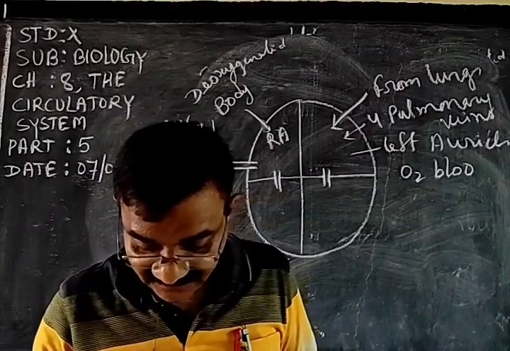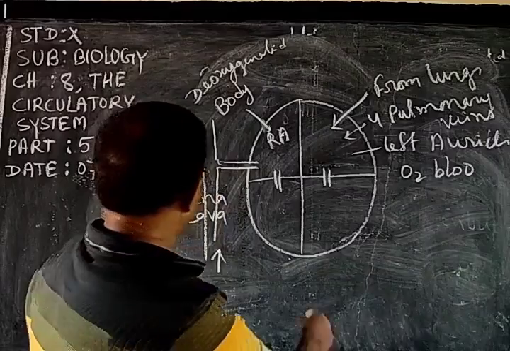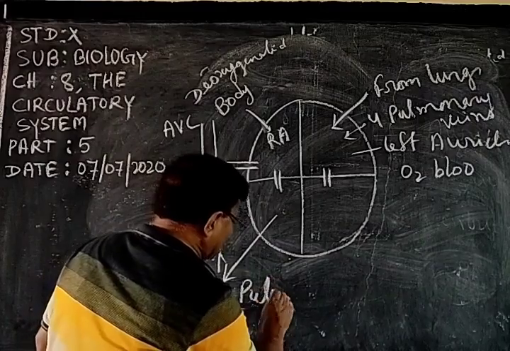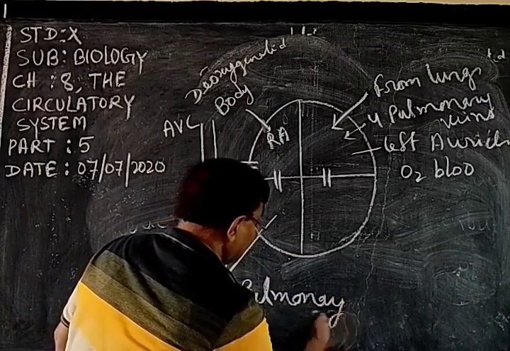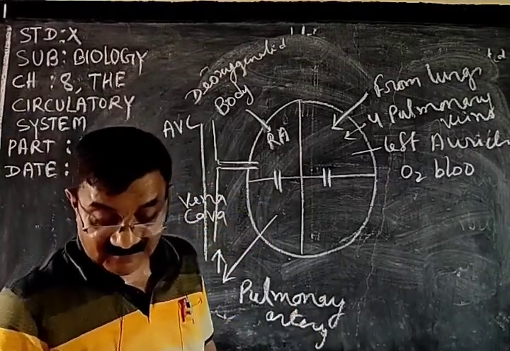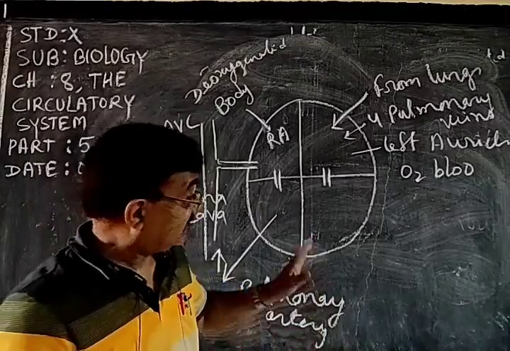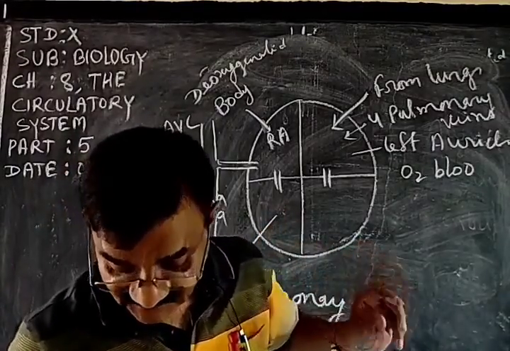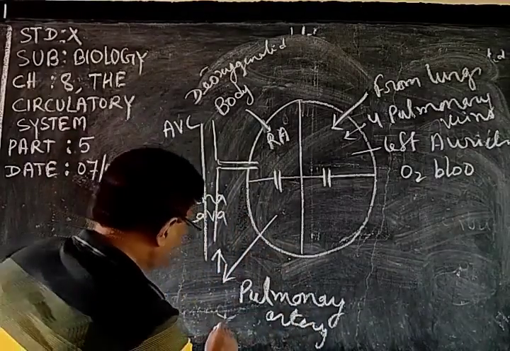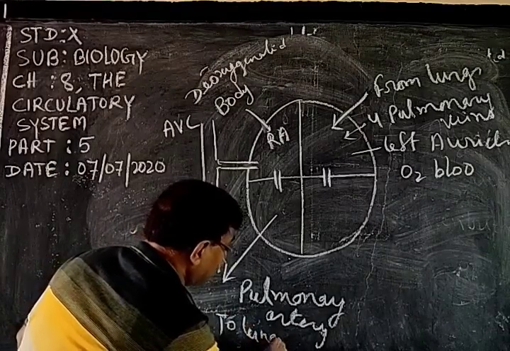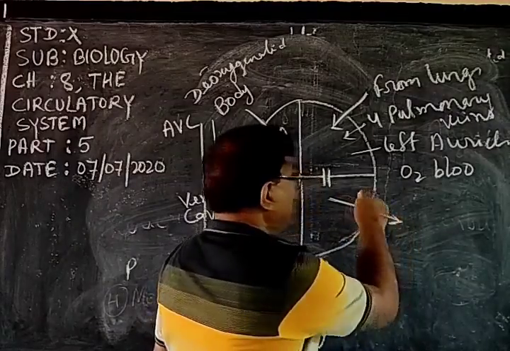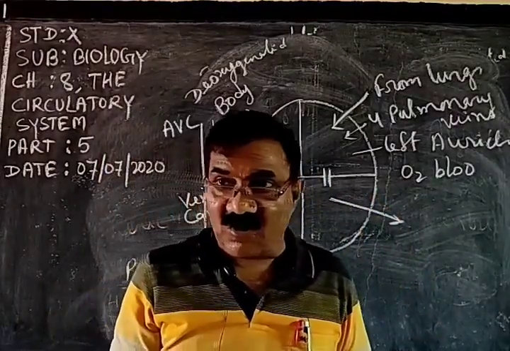Now blood vessels leaving the heart. The pulmonary artery arises from the right ventricle. This one is the right ventricle, and from here the pulmonary artery. Naturally, since the word pulmonary is used, it will carry deoxygenated blood. The pulmonary artery arises from the right ventricle and carries deoxygenated blood to the lungs for oxygenation. Very clear.